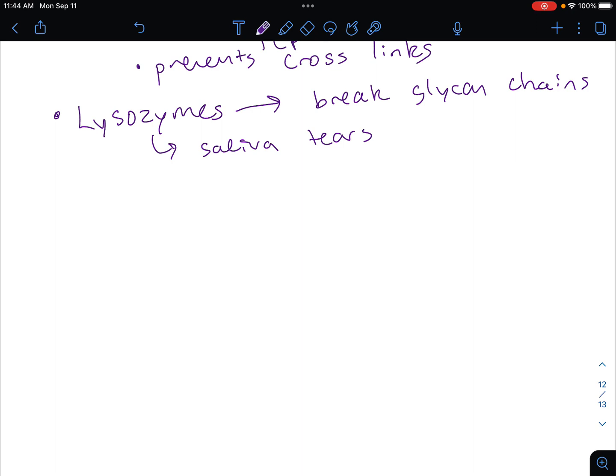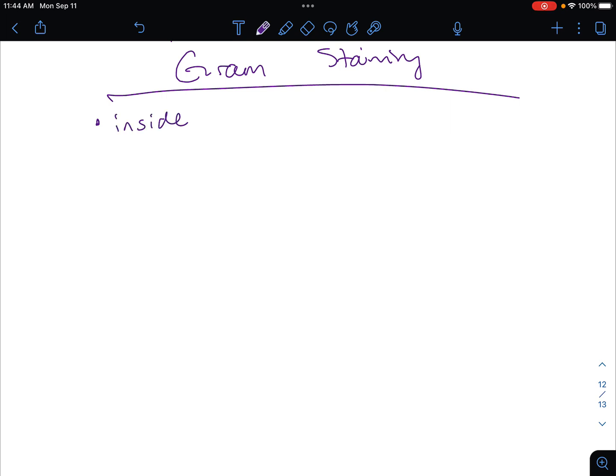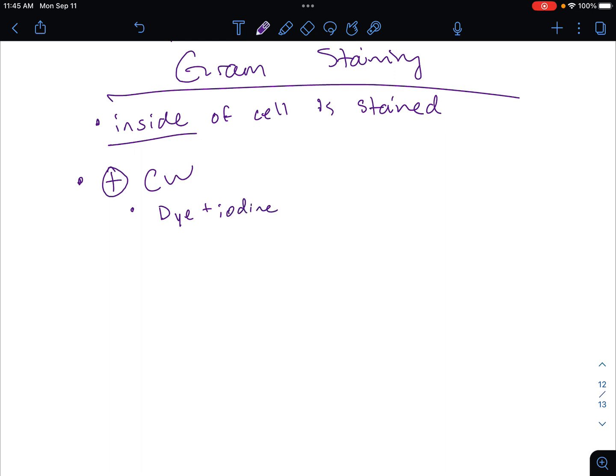Alright, now let's go and talk about gram staining. So, crystal violet, the dye that we covered in the last episode, it actually stains the inside of the cell, not the cell wall itself. And in a gram-positive cell wall, the crystal violet iodine complex is prevented from being washed out. So remember our primary dye, and then iodine. That was our mordant when we were talking about the process of gram staining. So this will stay in the PEP layer, and it doesn't get washed out.